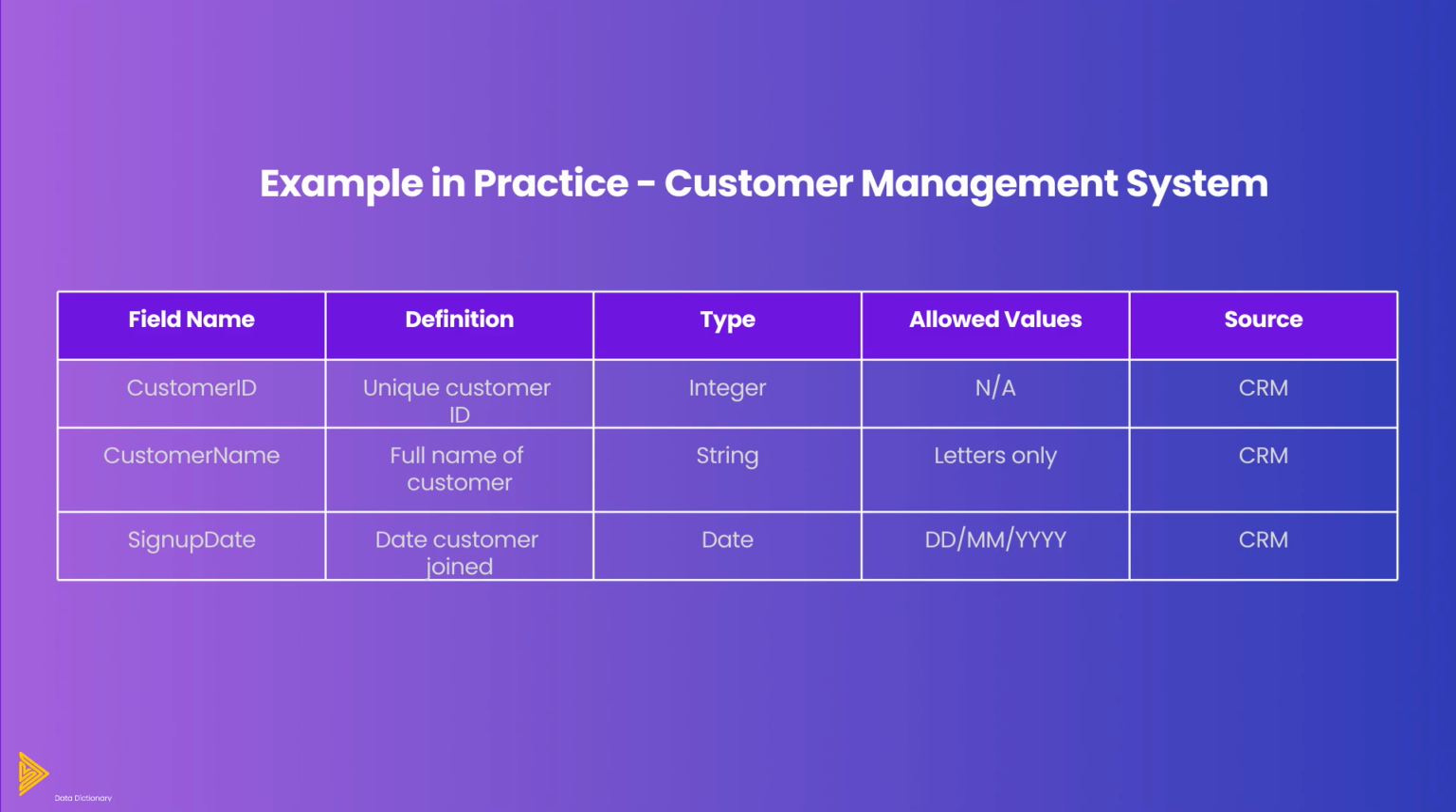Customer ID, unique across all systems, so there's zero ambiguity. Customer name, standardized to letters only, keeping inputs clean and consistent. Sign update, clearly defined format, preventing reporting or integration errors. This table becomes a single source of truth. Every team knows exactly what each field means, how to use it, and where it comes from, reducing mistakes, saving time, and protecting data quality.